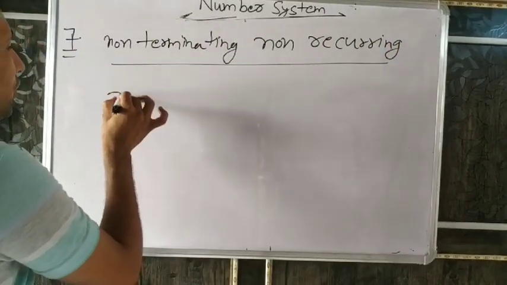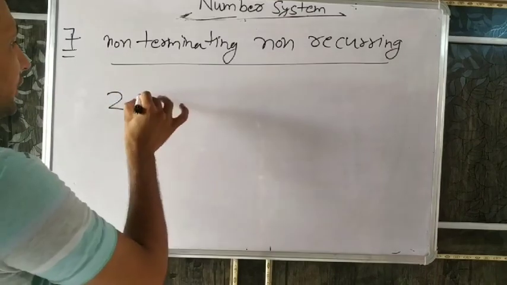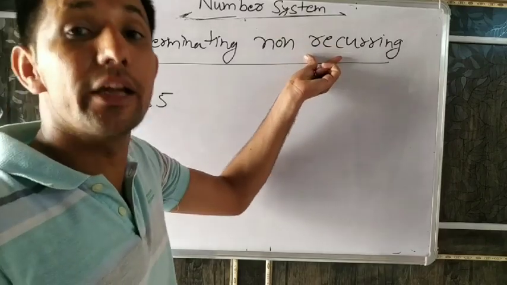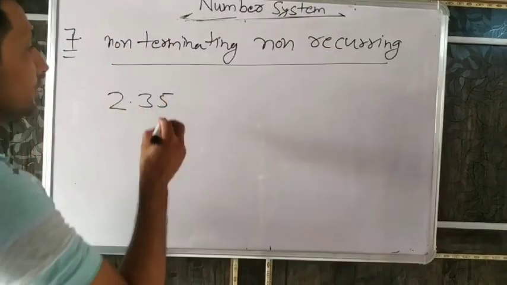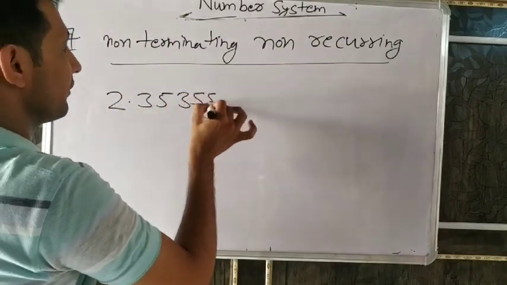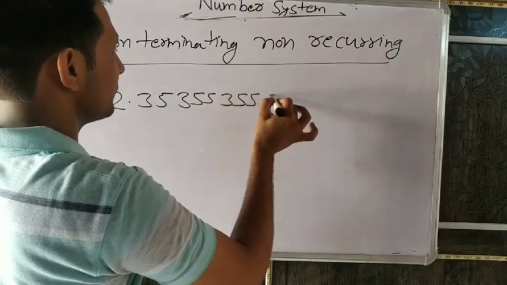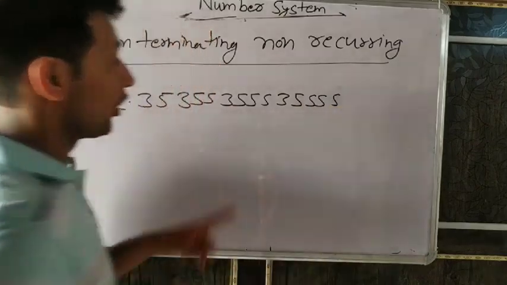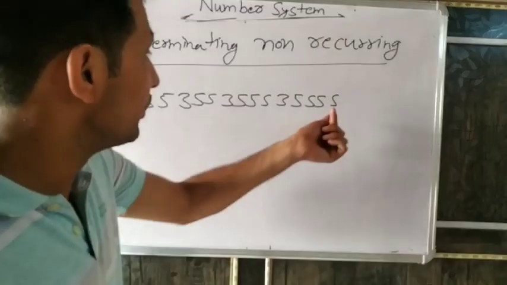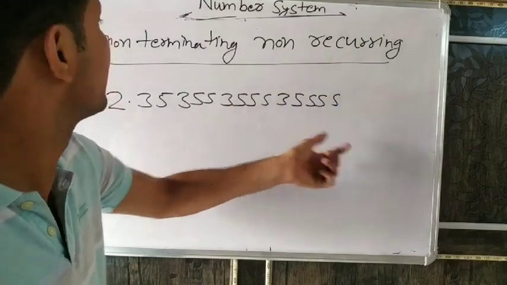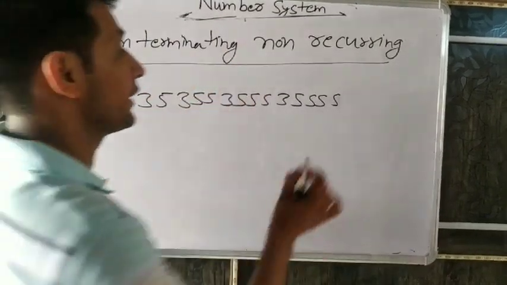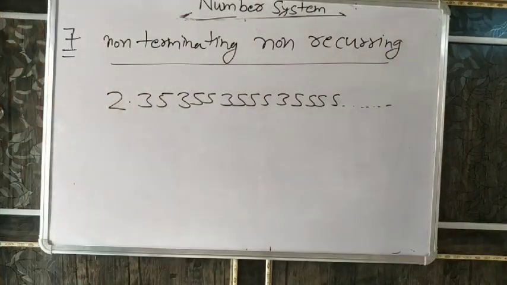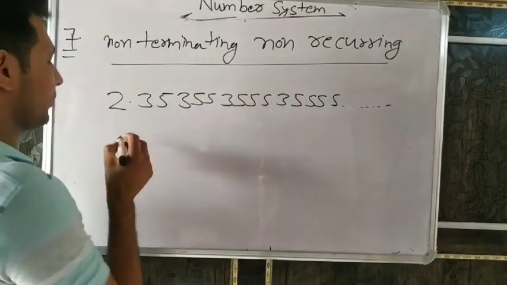It means 2 point, non-terminating 3, 5, but non-recurring also, non-repeating: 2, 3, 5, 3, 5, 5, 3, 5, 5, 3, 4, 5, and in last, don't leave it like this one, because if you stop here it means it is terminating, but we have to write non-terminating. Non-terminating means dot dot dot and so on. Do you understand? Can you write 3 examples? Any example you can write, whatever you are thinking.